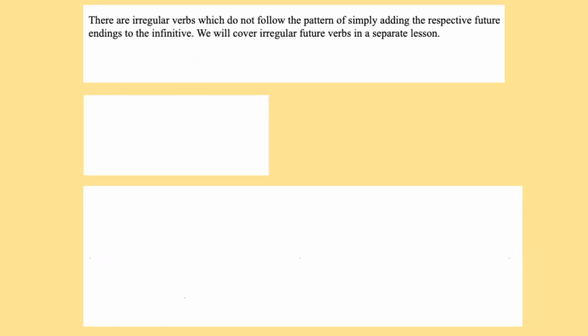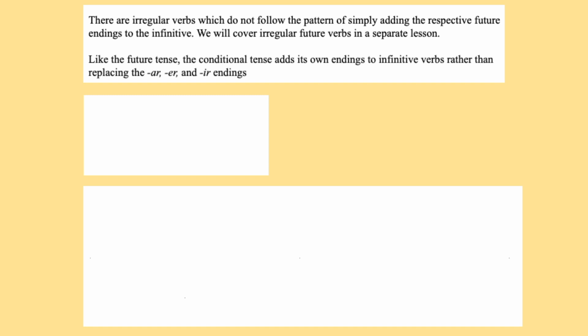Of course, there are irregular verbs which do not simply follow the pattern of taking the infinitive and adding the respective future endings afterwards. We will cover these irregular future verbs in Unit 3. And like the future tense, the conditional will also add its own respective endings to the infinitive form of verbs, rather than removing the AR, ER, and IR infinitive endings.